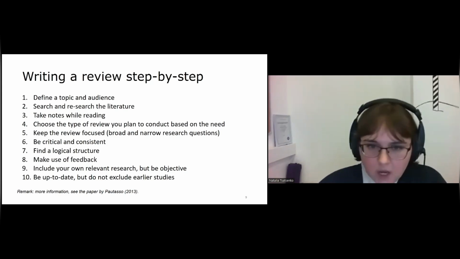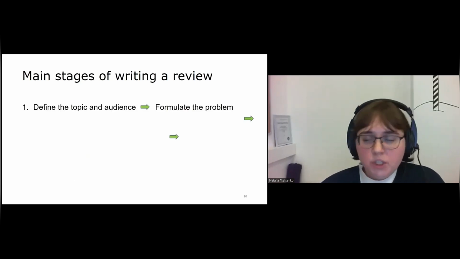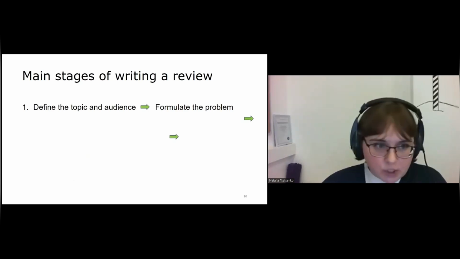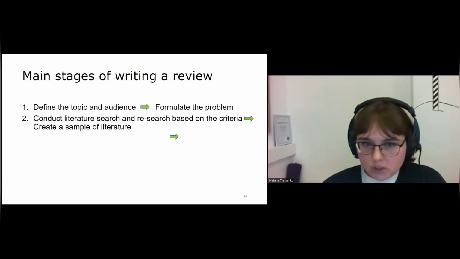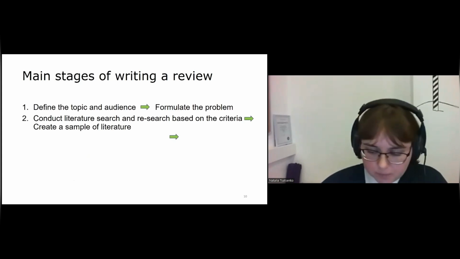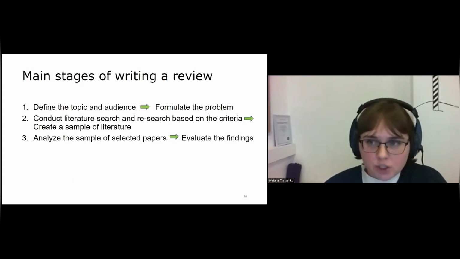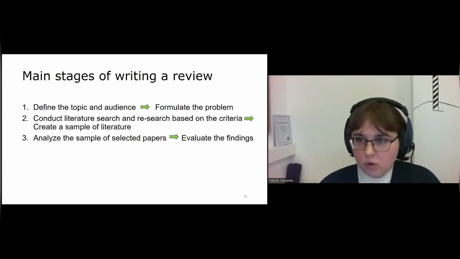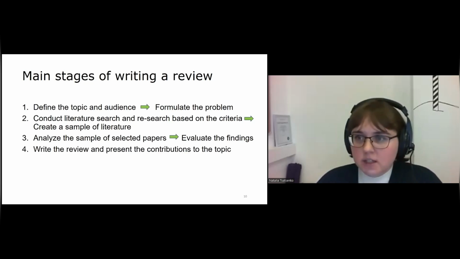And all in all, these 10 steps we can summarize in 4 main stages. So just a recap. We define the topic and audience, and at the end we formulate the problem and our research question. Second, we conduct the searching process of literature. We think about our sample, so this is the creation of a sample of literature. The next stage is the evaluation: first of all, analyze and evaluate the papers which we review. And at the end, it is the writing.